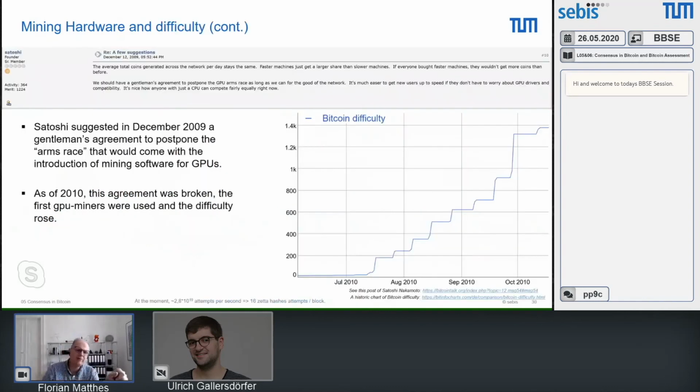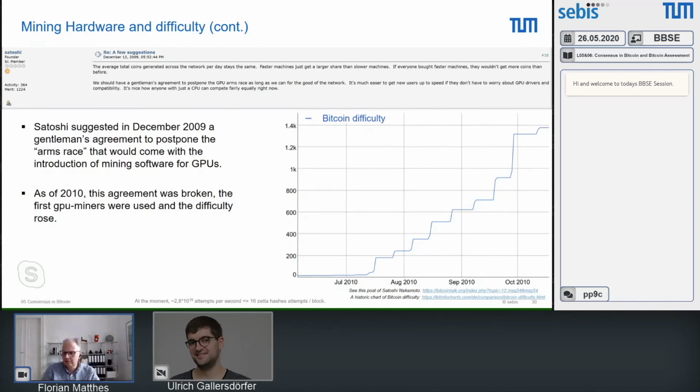Regarding the arms race, there was this idea of Satoshi to say we should stop doing this, because it's like the Cold War. We spend so much of our money on mining, but in the end, nobody wins. So you should stop it. But obviously, people across continents are not able to have some mining disarmament treaty. So over time, when GPU hardware was introduced, the difficulty went up very rapidly in a short amount of time, so that everybody bought GPU-based mining hardware.